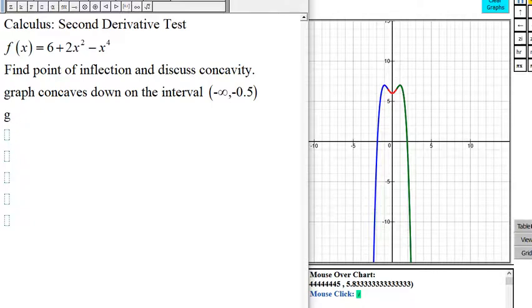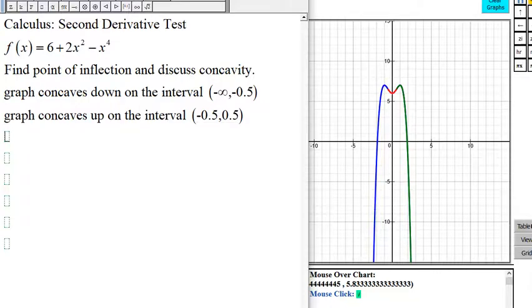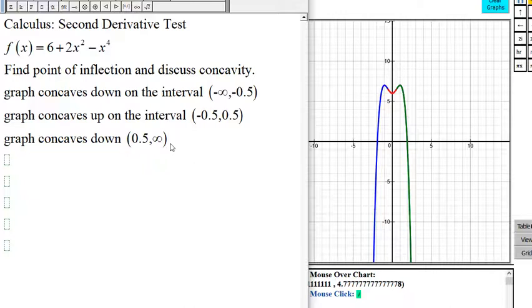And then the graph concaves up on the interval. It looks like negative 0.5 to 0.5. And then the graph concaves down again on the interval from 0.5, from here all the way to the right side. So that's by looking at the graph.